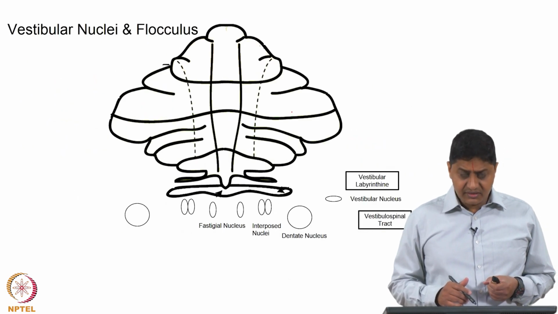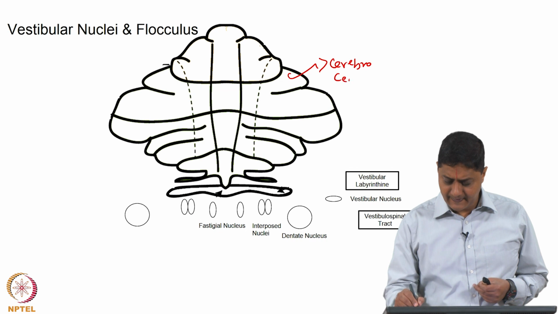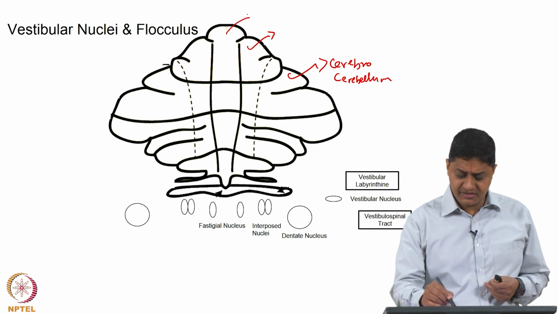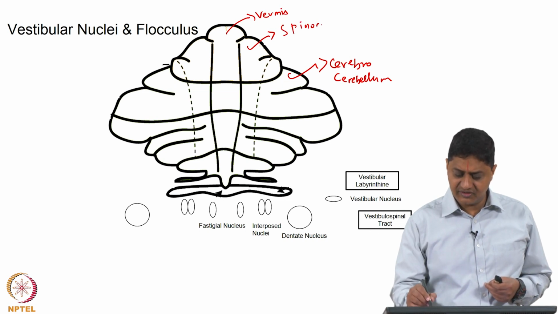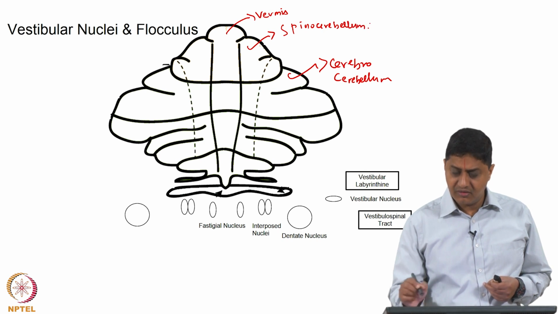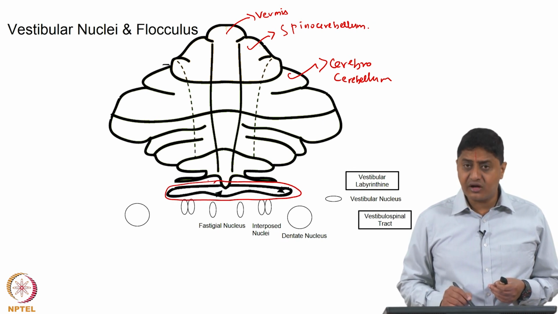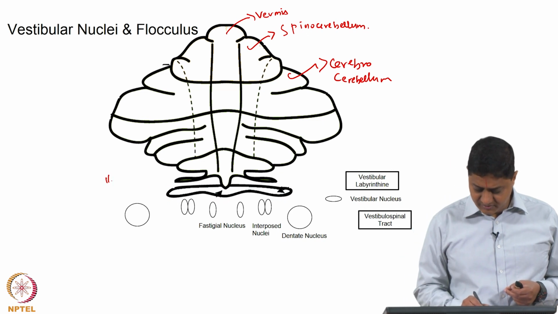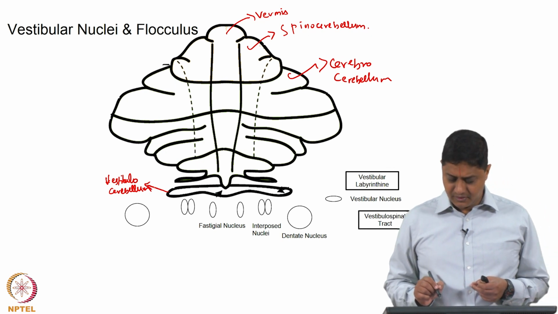So, this is an outline of the cerebellum. We know that is the cerebrocerebellum. The more medial regions, of course, the most medial region is called vermis. Vermis and paravermal area together constitute the spinocerebellum. Then where is the Vestibulocerebellum? This is called the flocculo-nodular lobe, and that is also called the Vestibulocerebellum. So, that is the Vestibulocerebellum.